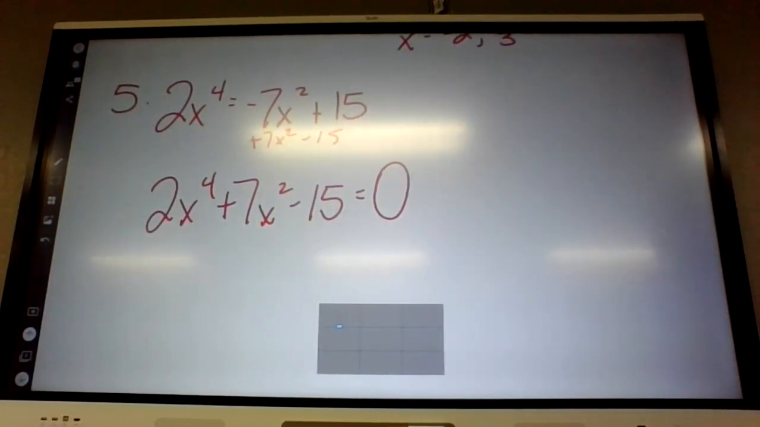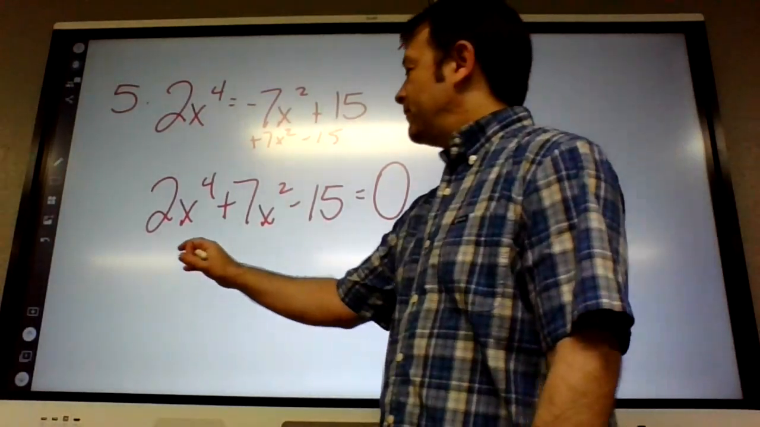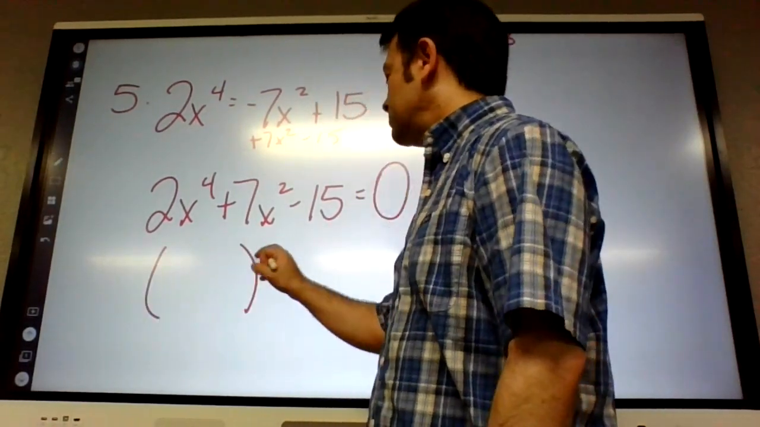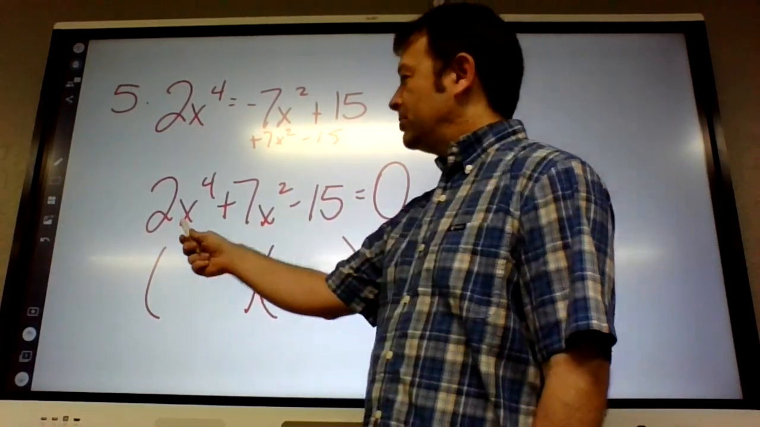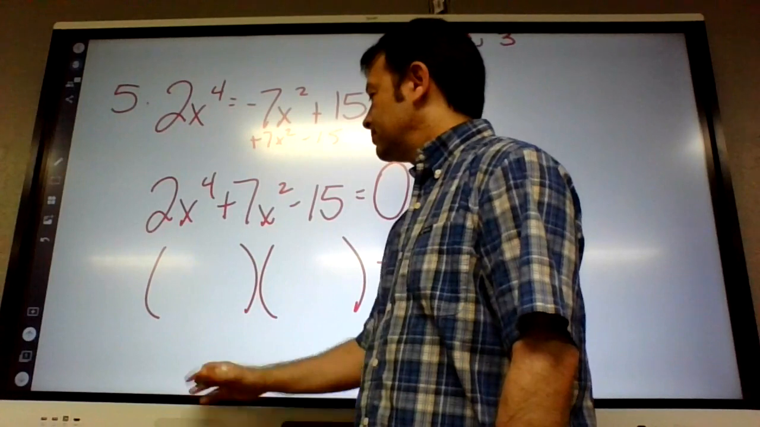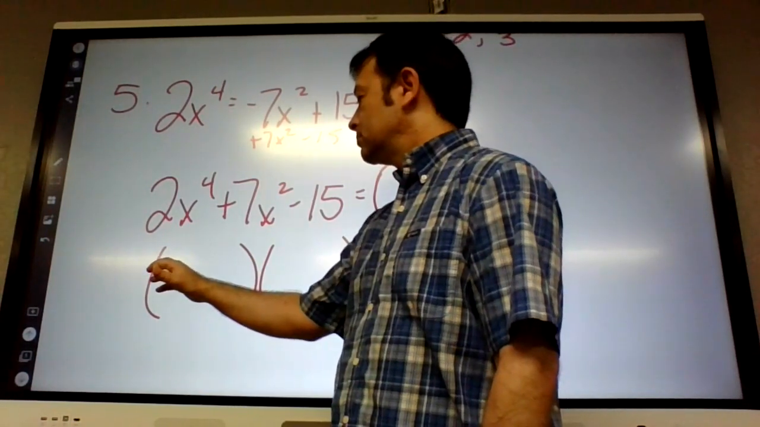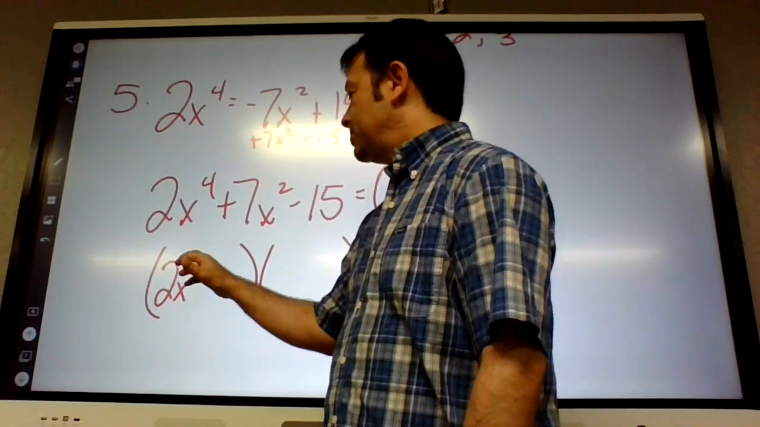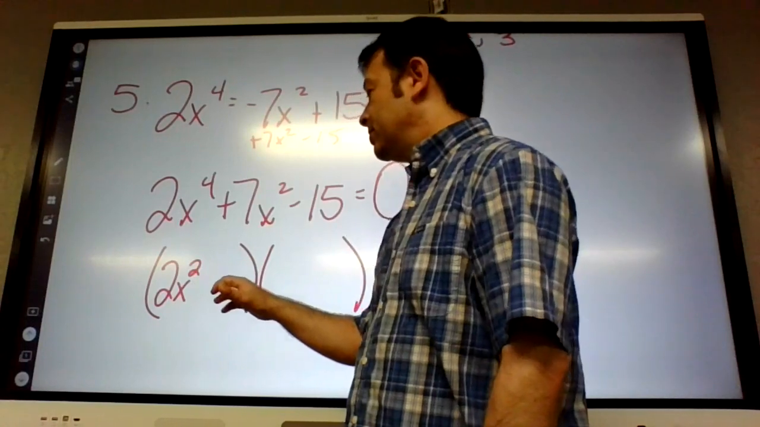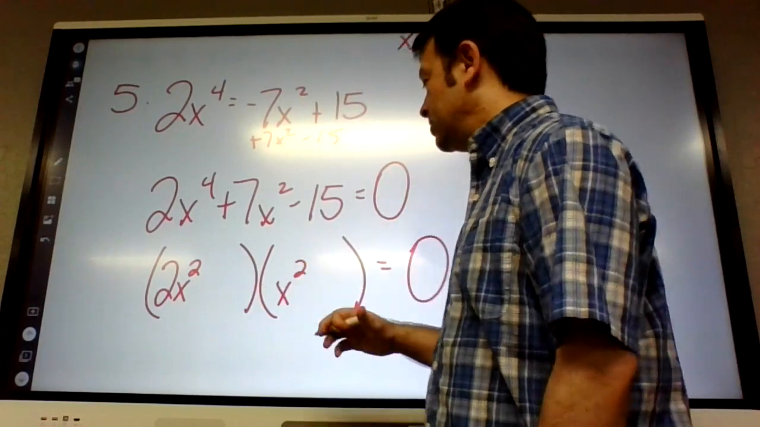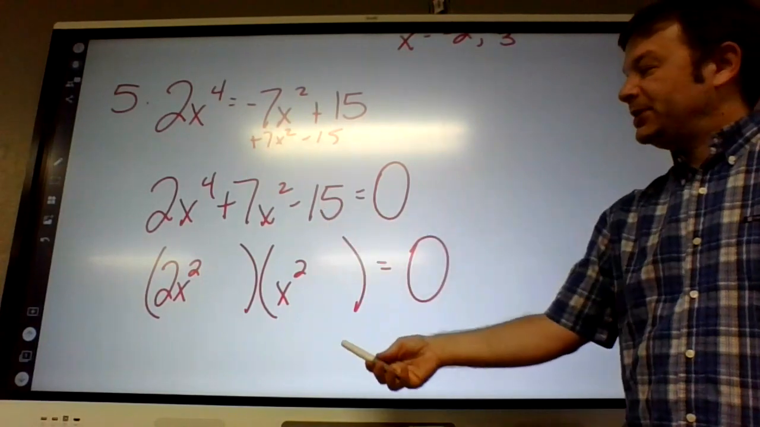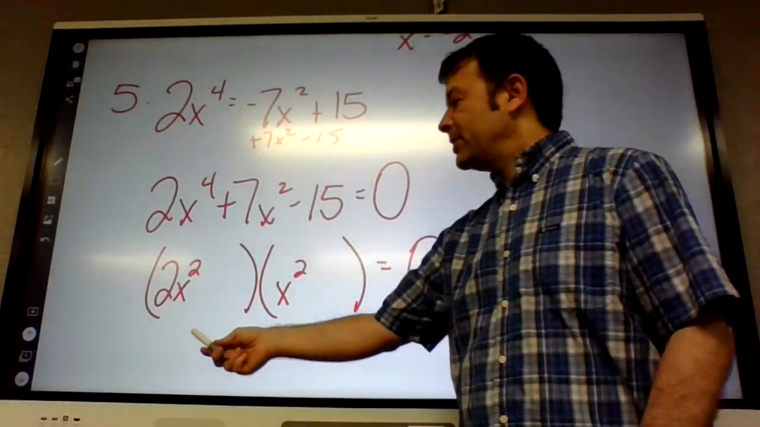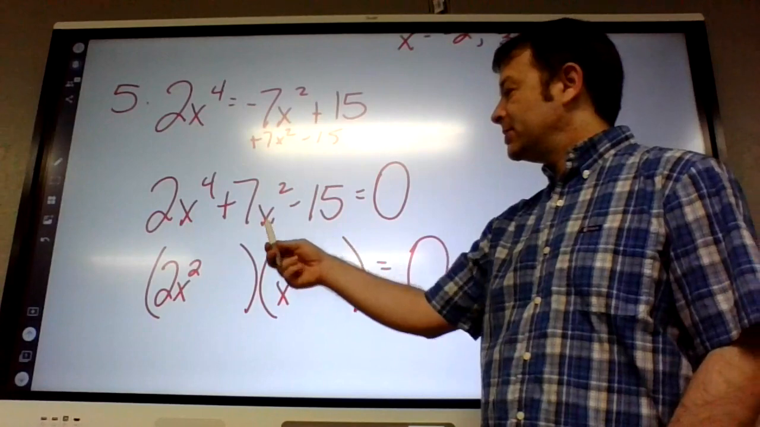It's kind of like number 1, right? You got the x to the 4th, x squared. So we can factor it. What goes into 2x to the 4th? 2x squared and x squared. And then for the back part, what goes into negative 15, but we have to do outside, inside to get 7.